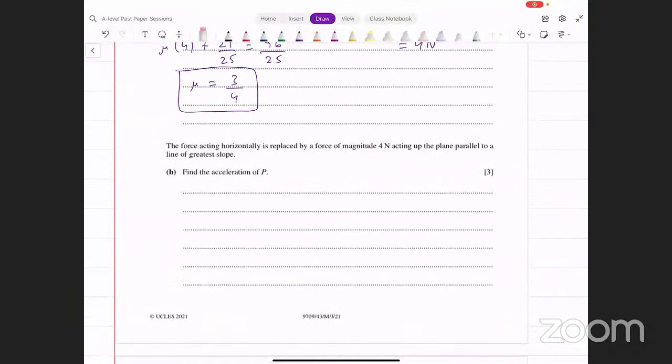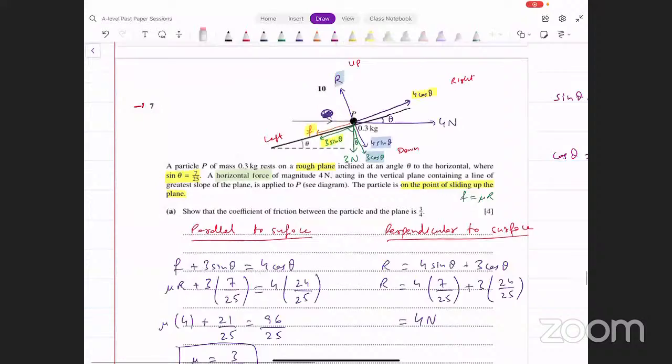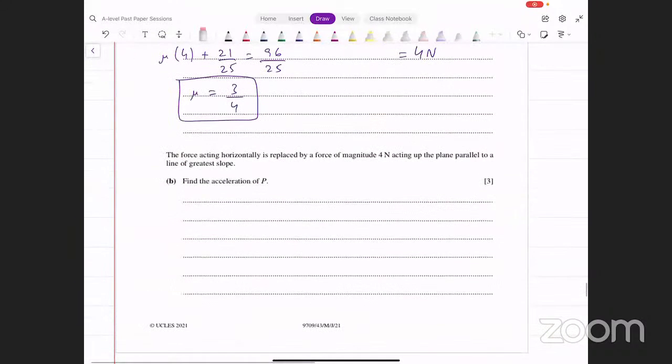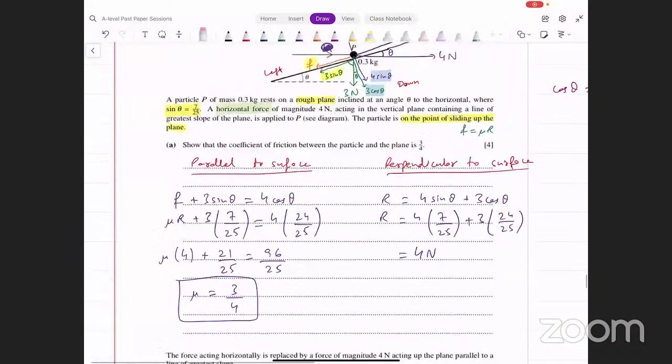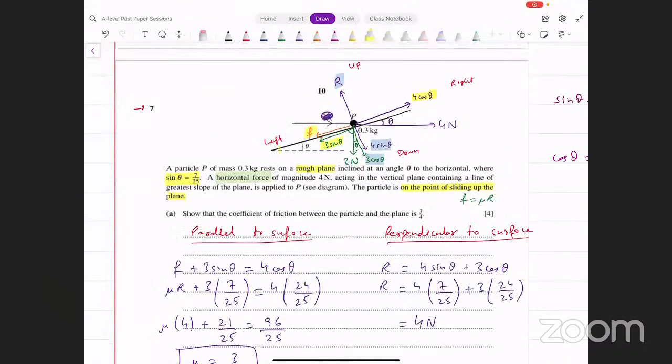The force acting horizontally is replaced by a force of magnitude 4 Newton acting up the plane parallel to a line of greatest slope. Okay, इसका क्या मतलब है? The force that we've got now, it's acting along the plane. पहले तो 4 Newton horizontal act कर रही है ना. अब जो ये force आई है, that is going to be acting along the plane. ठीक है, it's parallel to a line of greatest slope. कौन सी slope की बात हो रही है? ये जो आपके पास plane की slope है, इसके parallel act कर रही है.